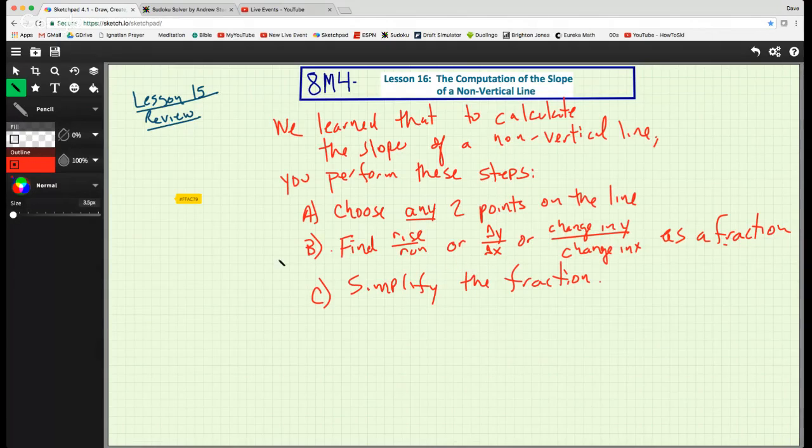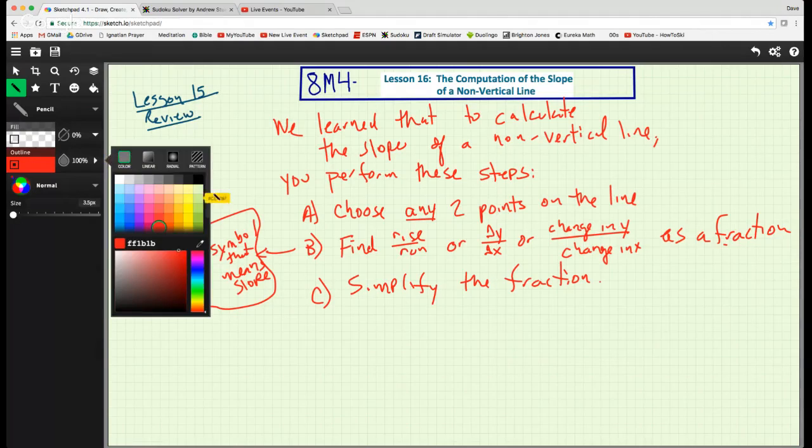Now, recall, what is another word for the slope, the rise over the run, the delta y over delta x? The code name is m. m equals the symbol that means slope. So when I talk about m, rise over run, delta y over delta x, that all means the symbol that defines a slope.